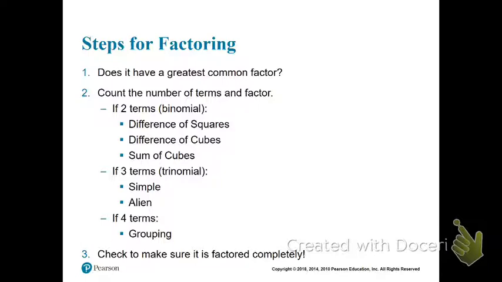If there are 2 terms, we could have a difference of squares, a difference of cubes, or a sum of cubes. If there are 3 terms, it could be what I call a simple or an alien. And if there are 4 terms, we're going to use grouping. And then the last step is always to check to make sure it's factored completely. If it is, we're finished. If it is not, then we go back and we do this all over again.